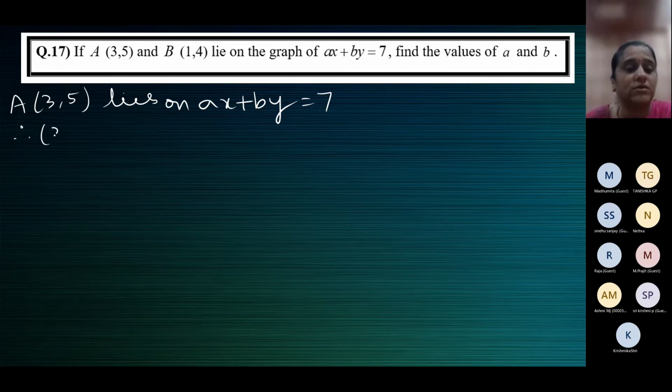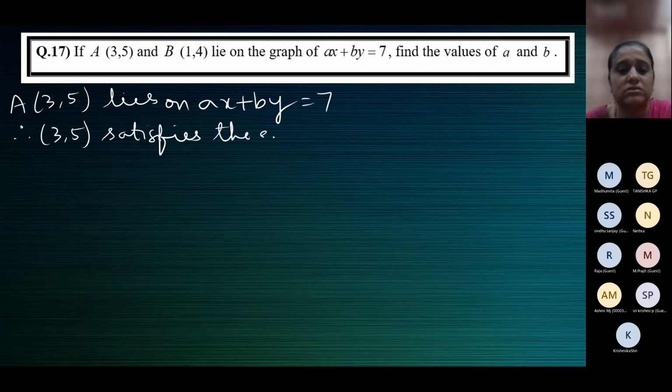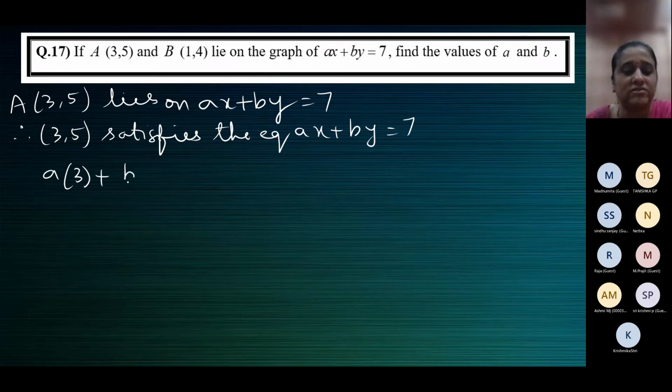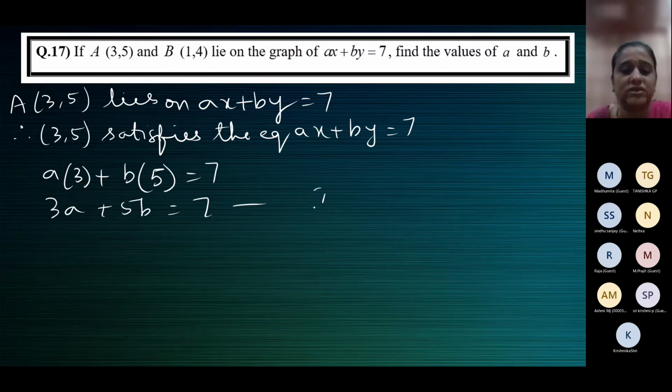Therefore, 3 comma 5 satisfies the equation ax plus by is equal to 7. So a as it is, in place of x 3, plus b as it is, in place of y 5, is equal to 7. So 3a plus 5b is equal to 7 is the first equation.